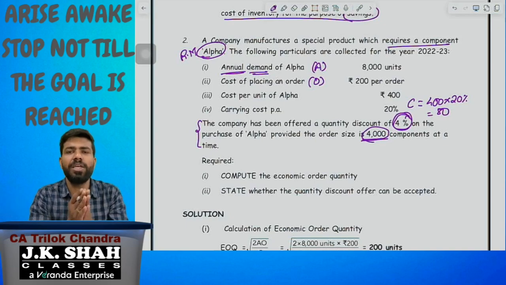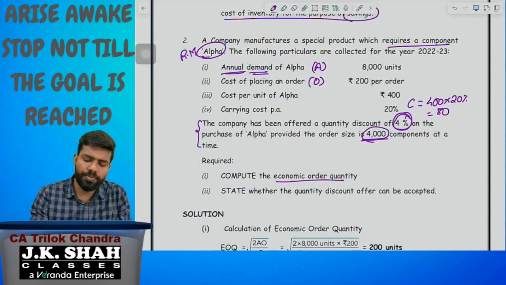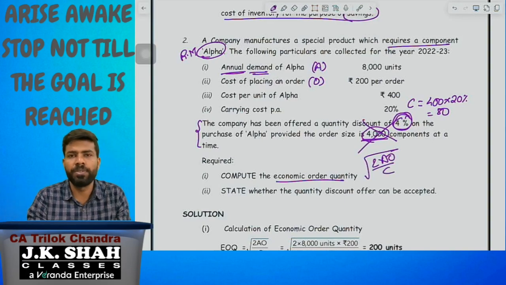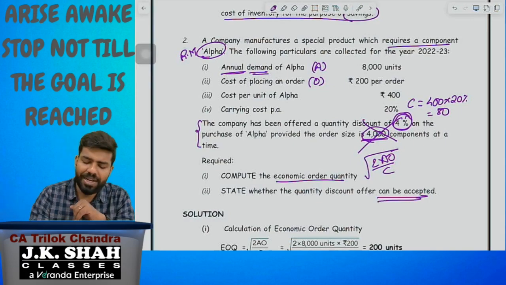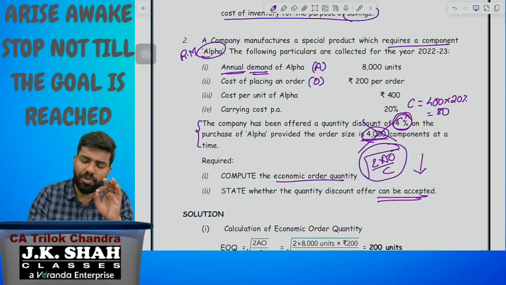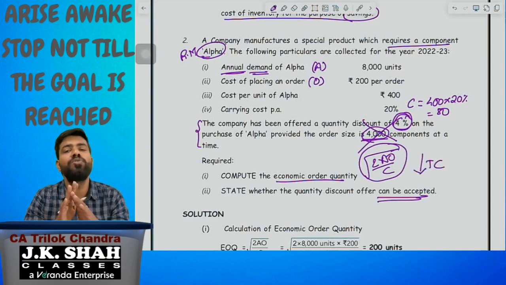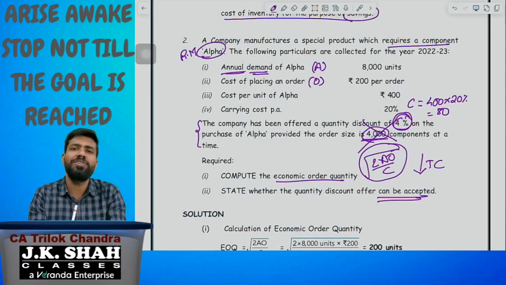Actually speaking, to apply the EOQ there should not be any discounts. Now, required: compute the EOQ. While calculating EOQ, don't consider the discount. Consider the formula root of 2AO divided by C. Calculate the EOQ. State whether the quantity discount offer can be accepted. Now, to answer this, we already calculated EOQ. We all know that EOQ is the quantity which makes the total cost least if there are no discounts. EOQ is calculated on the assumption that there are no discounts. But in this question, they have given the discount. Now, how to answer this?